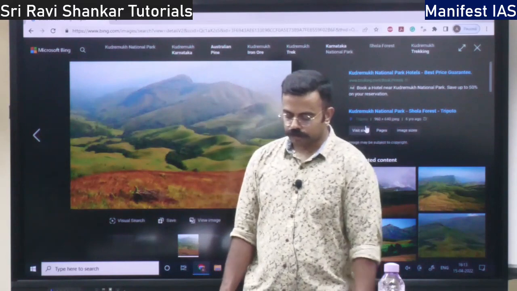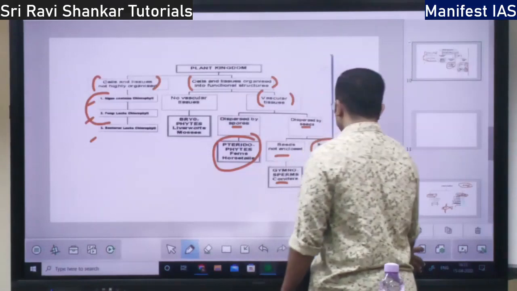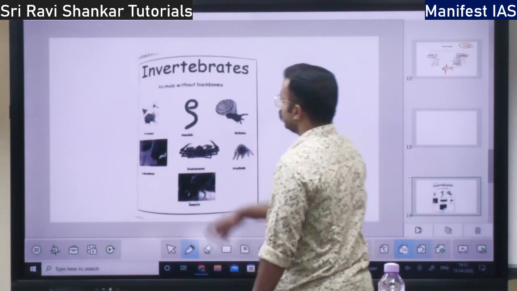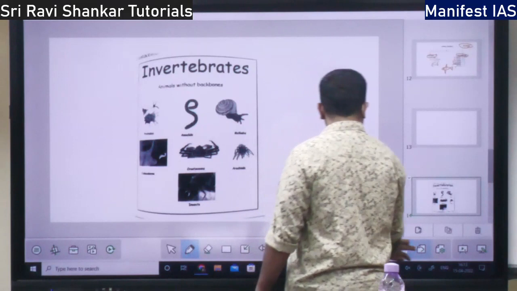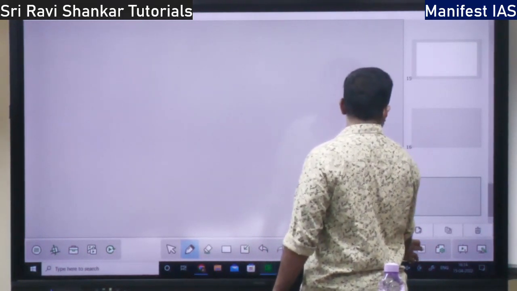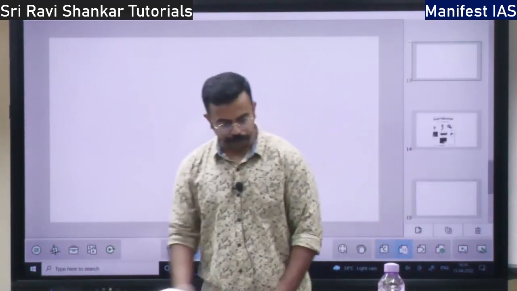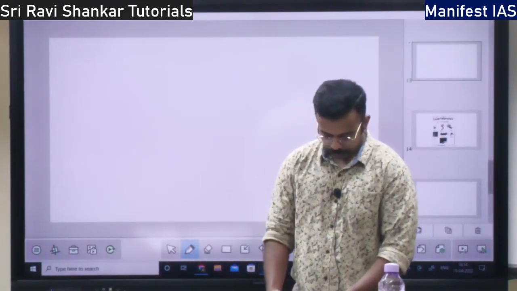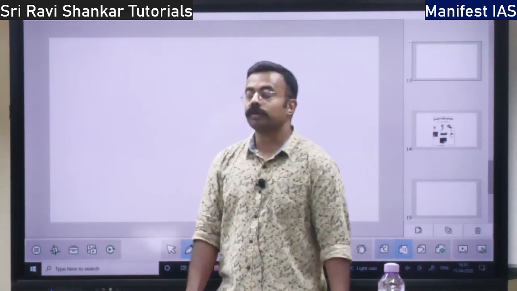Next, we will talk about the Scheduled Animals of the Wildlife Protection Act. Is there something which I have to discuss in the images? Okay, invertebrates, protozoa, I have shown you all the images, so I don't think it is necessary to show again. Vertebrates also I have shown you the images, right? Okay, so we will talk about the Scheduled Animals of India.